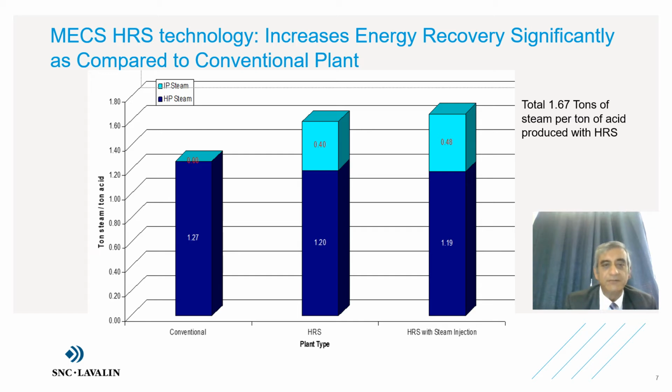Energy recovery from the acid plant can be improved significantly by incorporating MECS HRS technology. You can generate about 1.67 tons of steam per ton of acid produced with HRS as compared to 1.27 tons per ton of acid in case of a conventional plant.